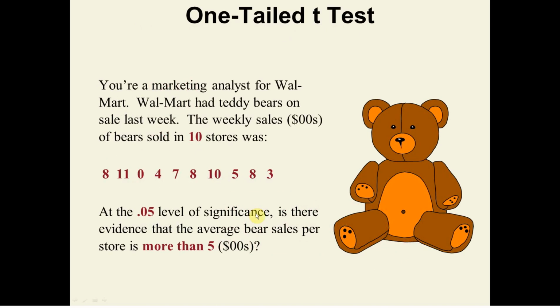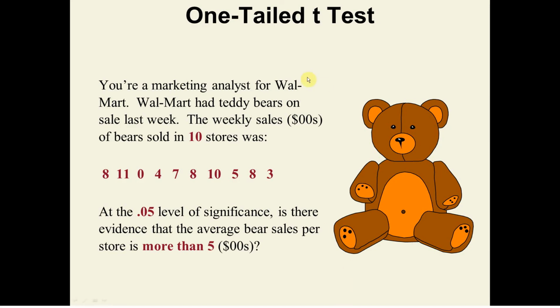Okay, so let's take a look. Now that was a one-tailed t-test. One-tailed meaning we're looking at something that is greater than or less than, not equal to. And so with the confidence interval, we only care about whether it's either above it or below it, not both sides.